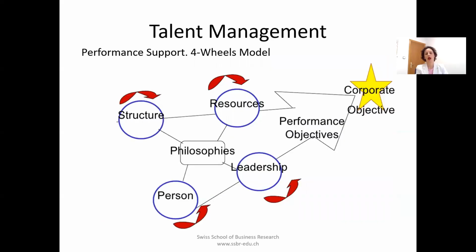Now, another aspect that we have to see, besides the ones that have to do with the specific business model that have been chosen, is the performance support, where here we always are looking at the end goal, which is the corporate objective. And we see the four-wheel model. This is called the four-wheel model of the performance support, where we can see that structures, the resources, the person, and the leadership are strongly linked to each other and to the performance support, which is going to directly affect our performance objectives and which are going to directly affect the corporate objectives themselves.